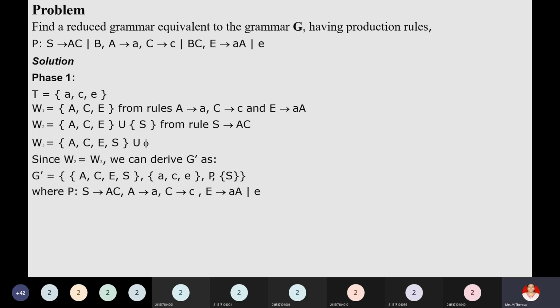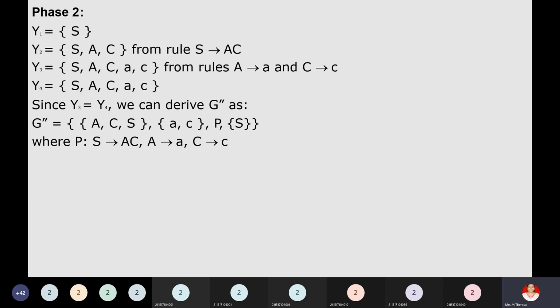Then W2. So we are going to check with this. Yes. Since this A and C can generate terminals, this AC can also generate. So now you can understand all the non-terminals generate a string. What about the next phase? That we'll see in the next slide. It's in phase 2.